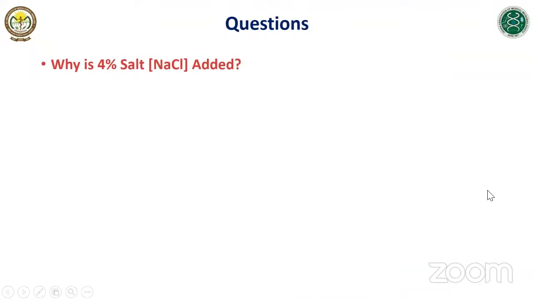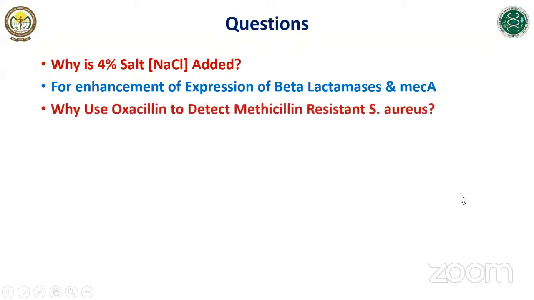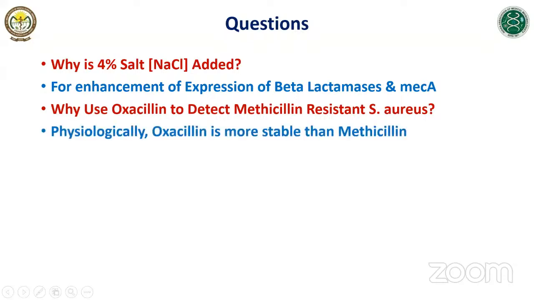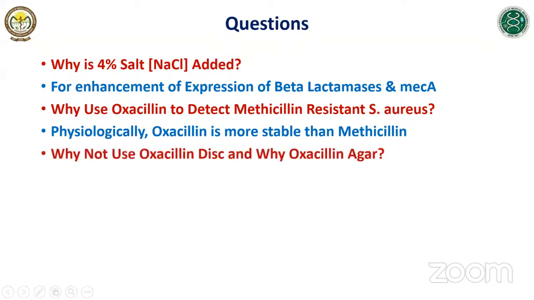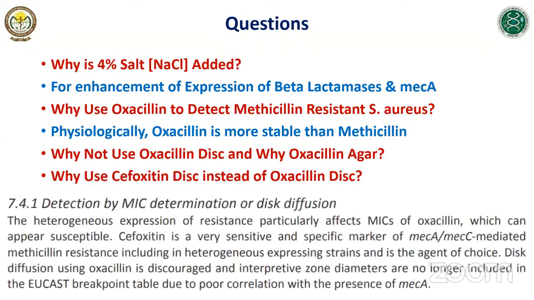There are some very interesting questions. Why is 4% salt added? I already mentioned, for the enhancement of the expression of the beta-lactamase and the mecA gene. Why do we use oxacillin to detect methicillin-resistant Staph aureus, MRSA? Because physiologically, oxacillin is more stable than methicillin. Why not use the oxacillin disc, and why oxacillin agar only? And again, why use the cefoxitin disc instead of the oxacillin disc? So the answers are the same.